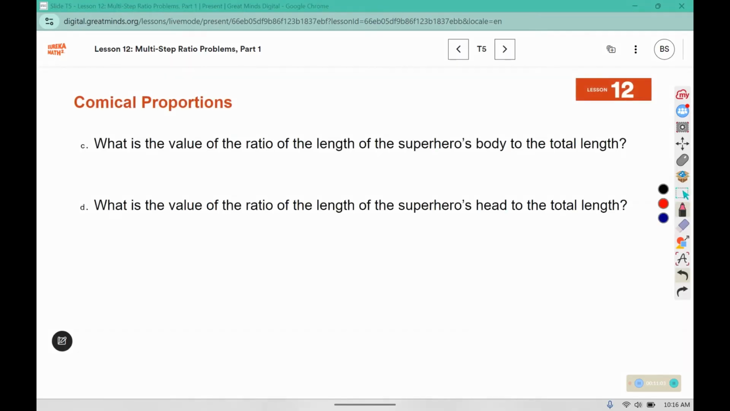What is the value of the ratio of the superhero's body to the total? The body was 8 and the total was 9. This one doesn't ask us to explain. What is the value of the ratio of the length of the superhero's head to the total?